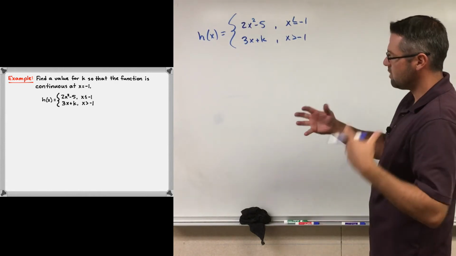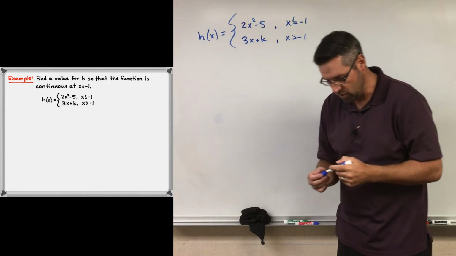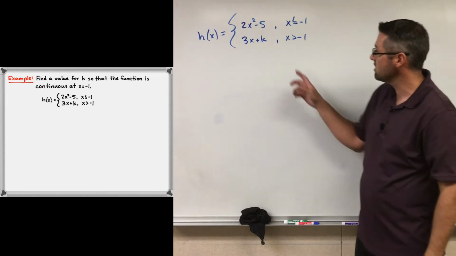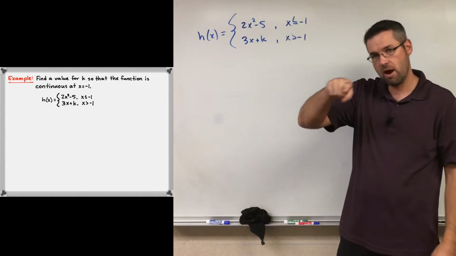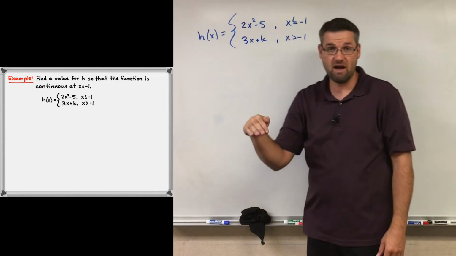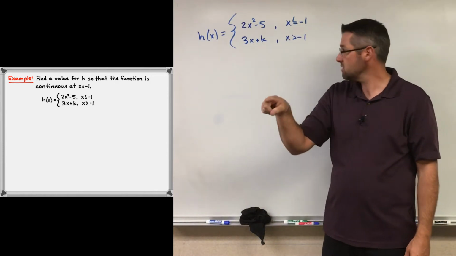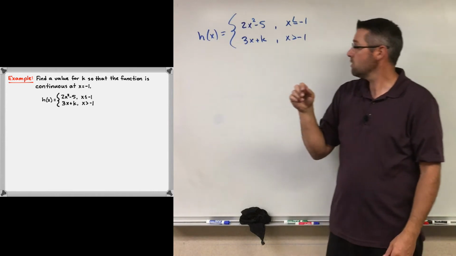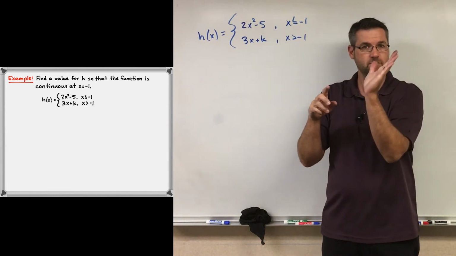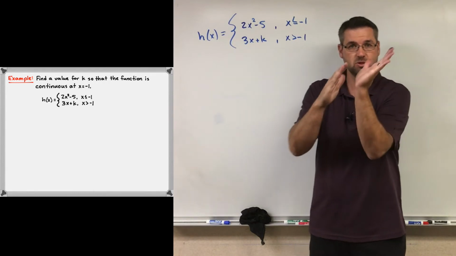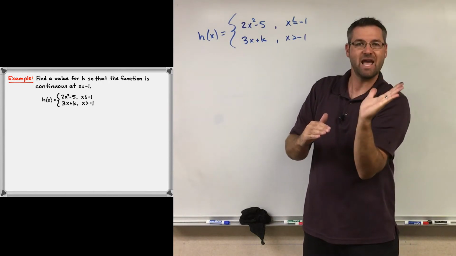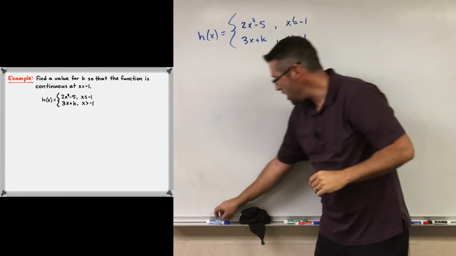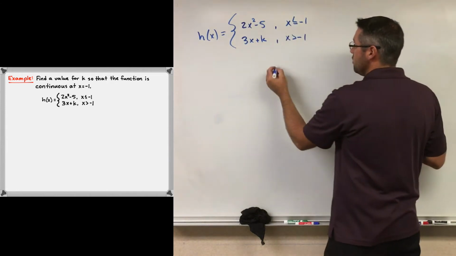Now graphically, you guys can kind of visualize this. Hopefully you have a pretty good understanding of this. Here we have a parabola, 2x squared minus 5. So we have a parabola that opens up, shifted down 5 units. And then here we have a line with a slope of 3. Now this k is the y-intercept. So essentially this k is going to take this line and move it up or down. Okay? So we have a parabola, whatever that parabola looks like.